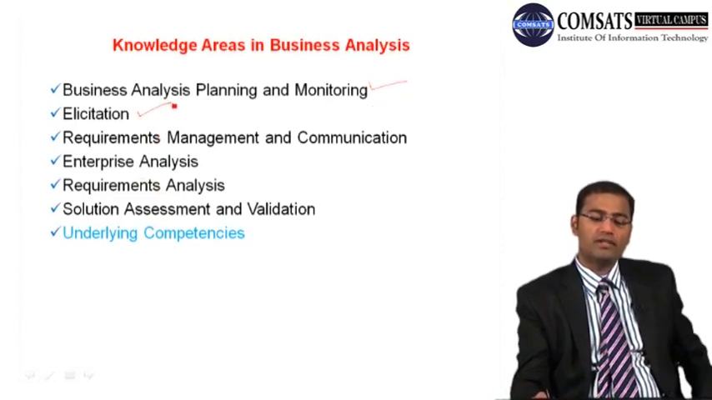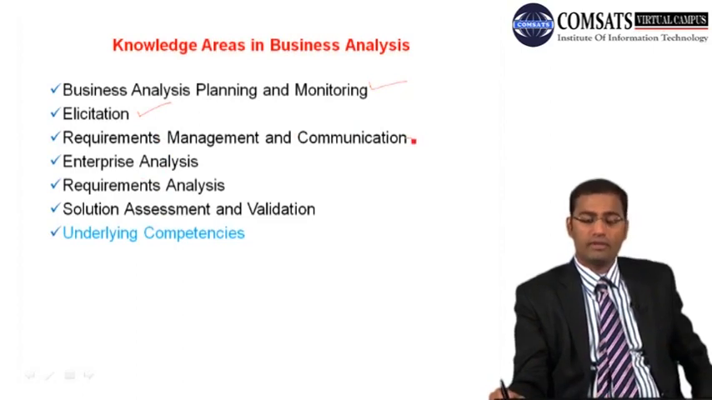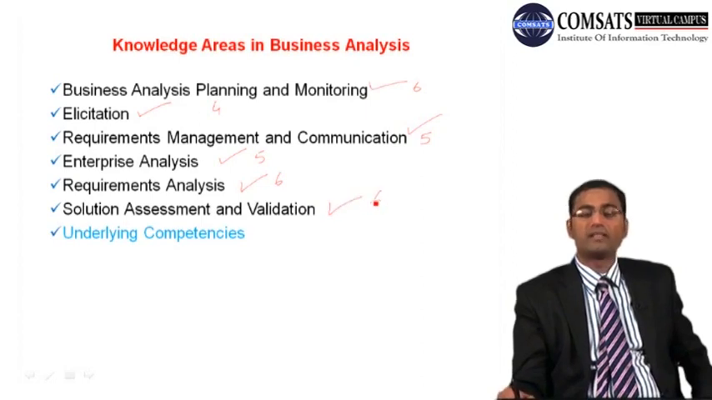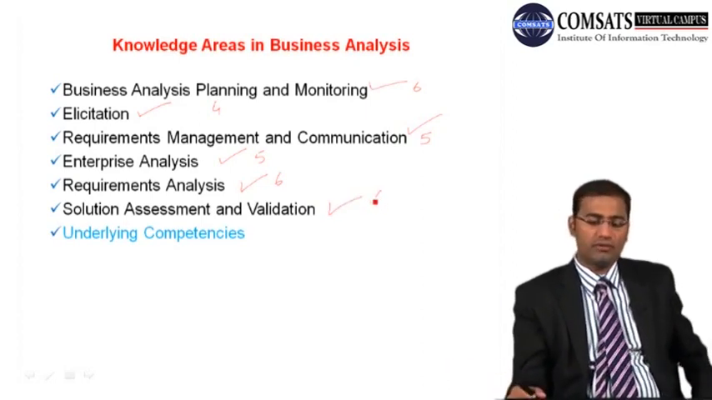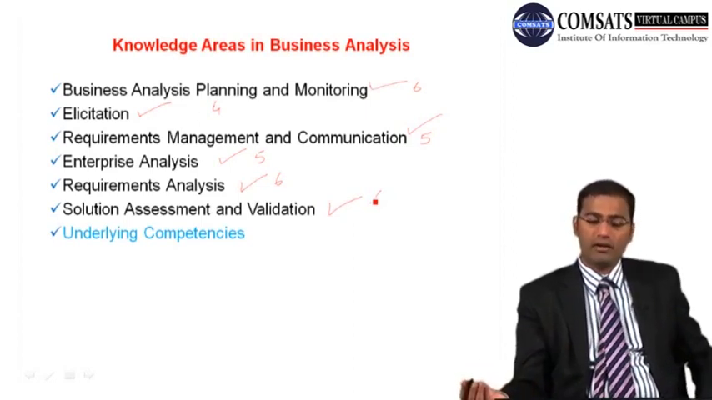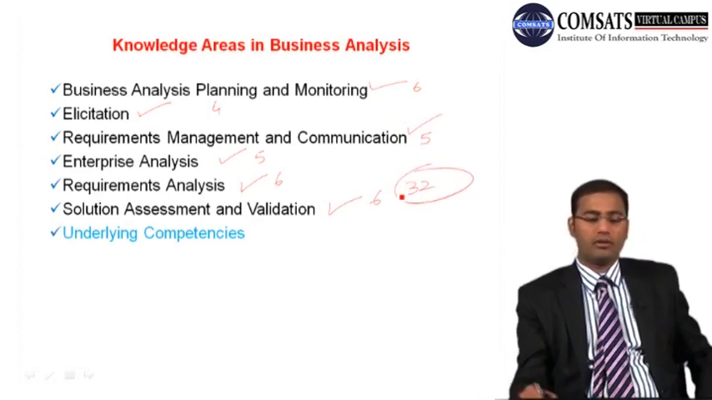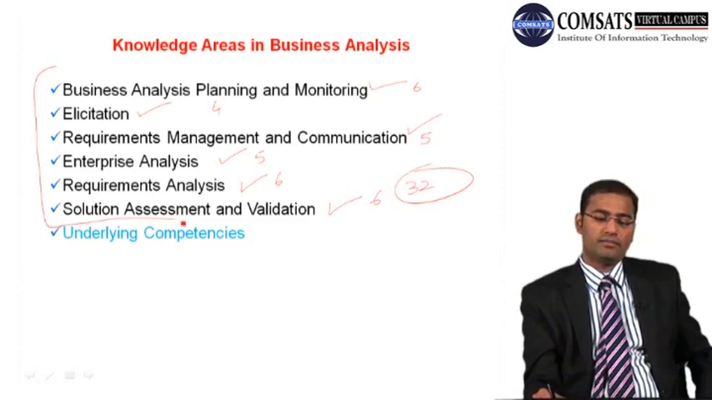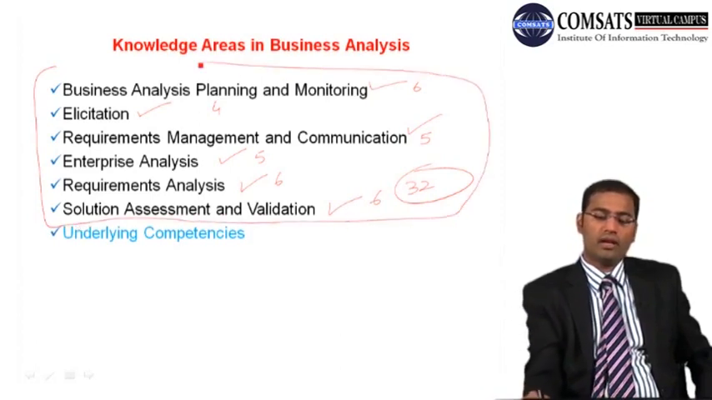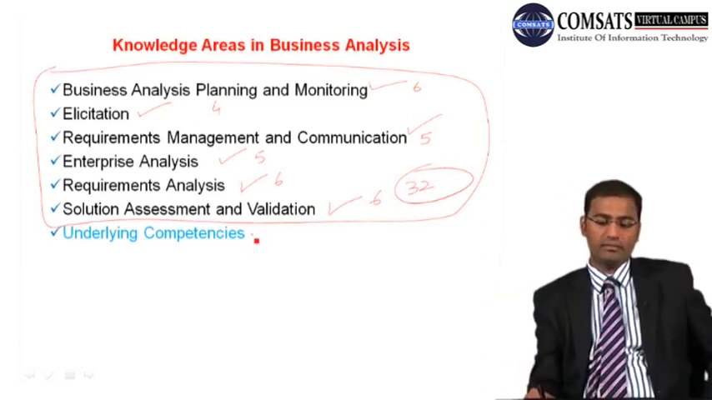We have talked about elicitation, which has 6 tasks, and this one has 4 tasks. Requirement management and communication has 5 tasks. Enterprise analysis, 5 tasks. Requirement analysis, 6 tasks. And solution assessment and validation, 6 tasks. Those tasks are further defined in the same way. You must be familiar with the pattern now. So what we have over there are 32 tasks for these 6 knowledge areas in business analysis, and we are left with this one.